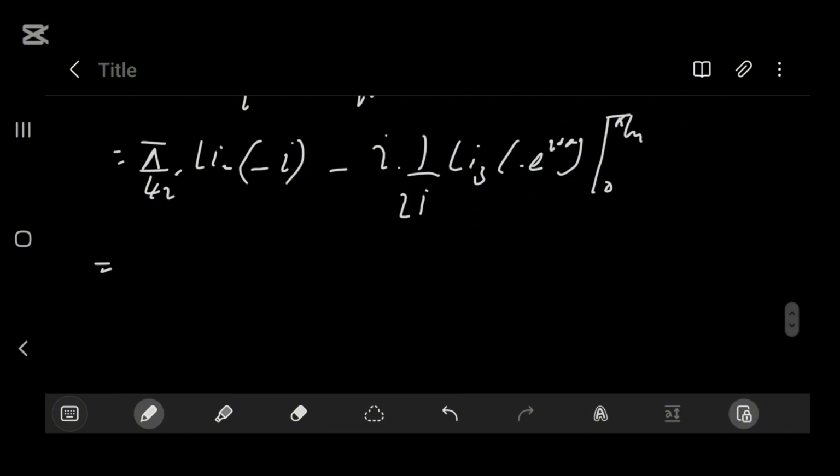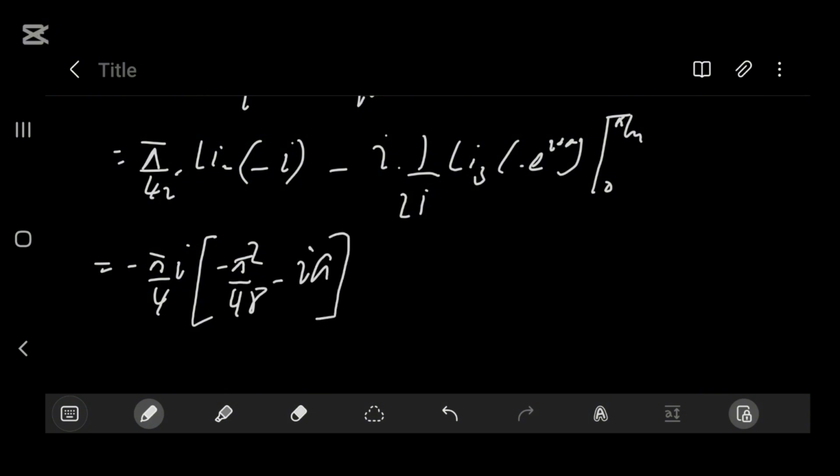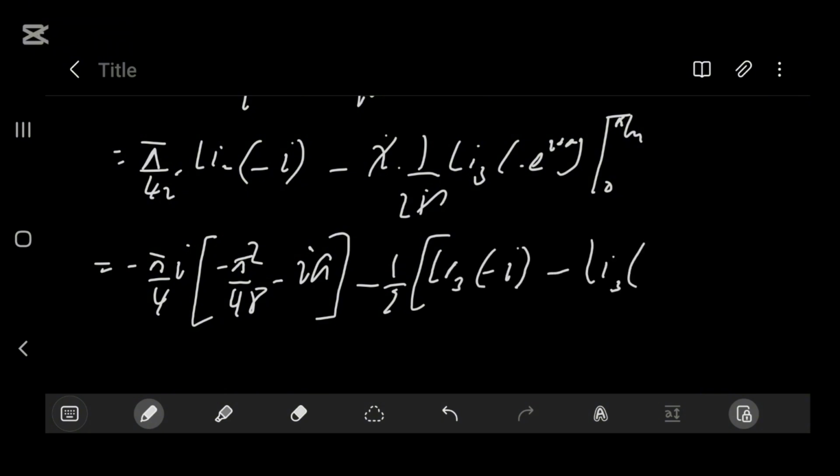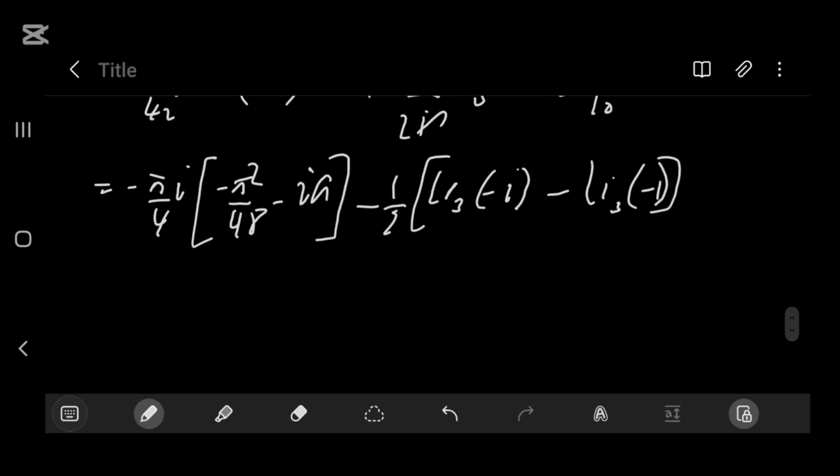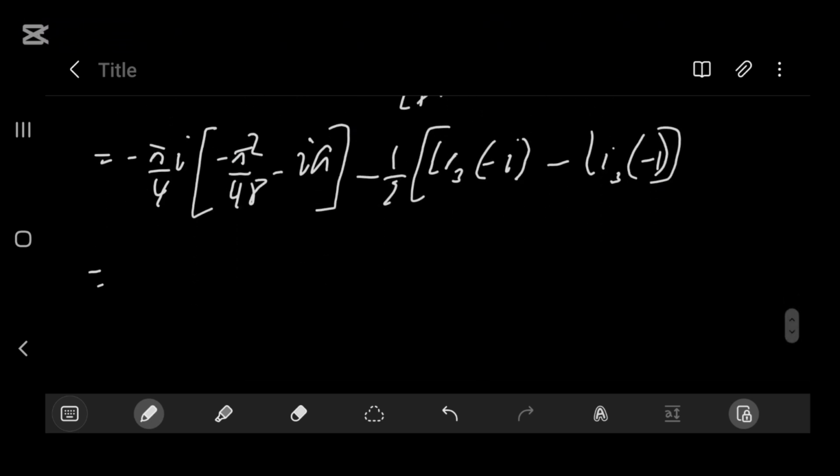Okay, so what we'll have here is pi over 4i. We know that the dilogarithm of minus i is pi squared over 48 minus i times G, where G is the Catalan constant. Well, in here, this side will cancel each other out, so finally we're left with half trilogarithm of minus i and minus trilogarithm of minus 1.